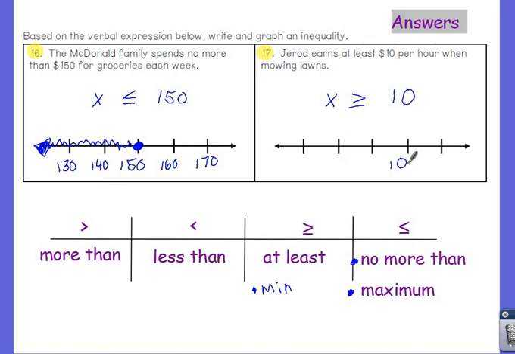What do you want to count by? Twos. All right, I heard twos. I did it for real. I put it at the beginning. Okay. Open or closed circle? Closed on 10. Okay. Could Jared earn $8? No, he has to earn at least $10. Can he earn $12 then? Yes, so it is shaded to the right.